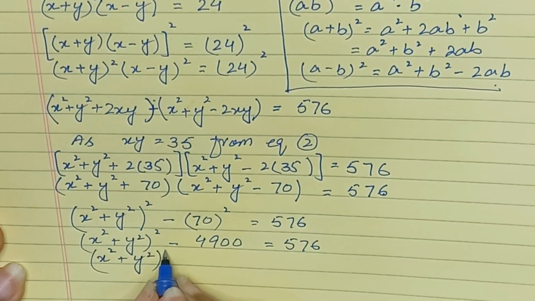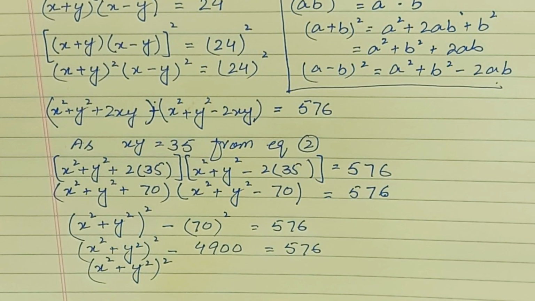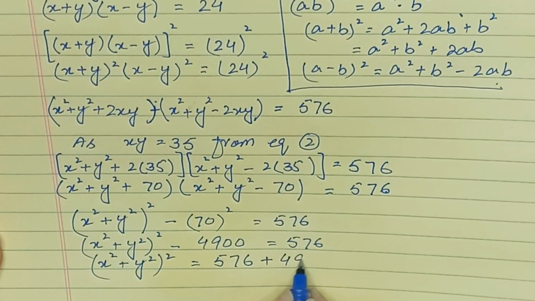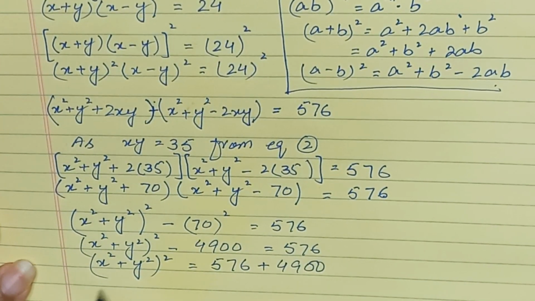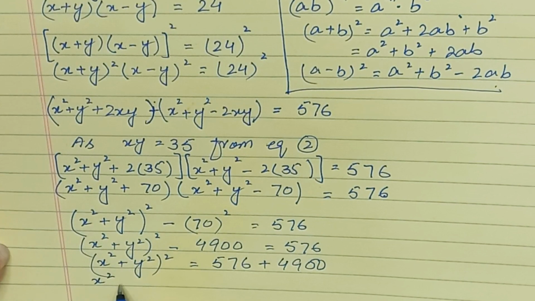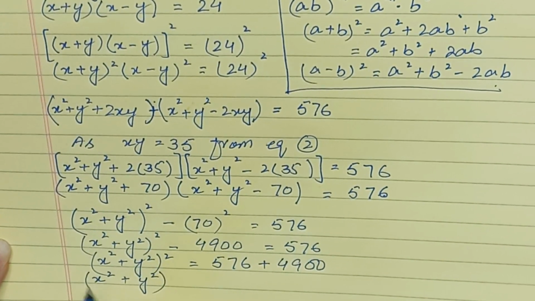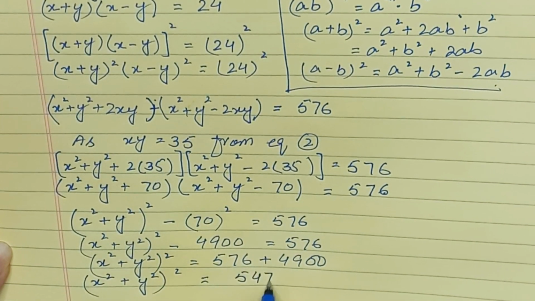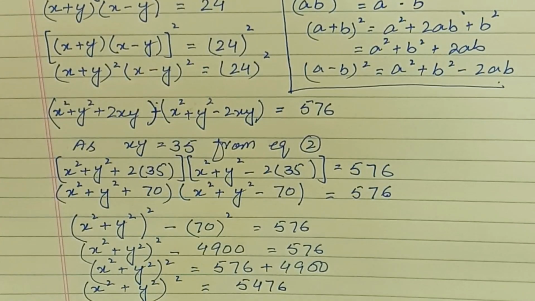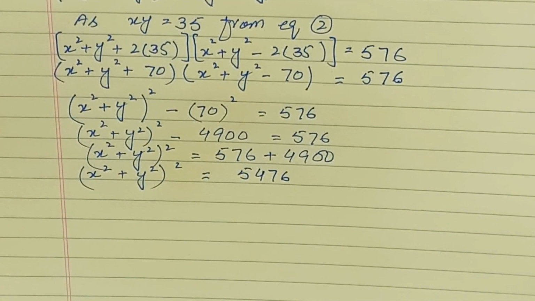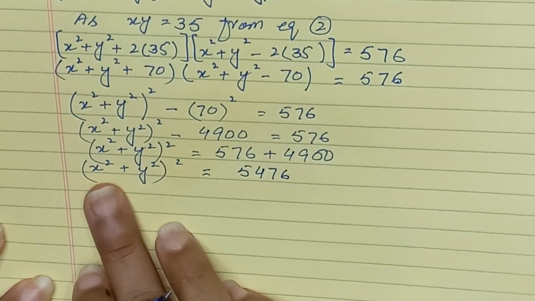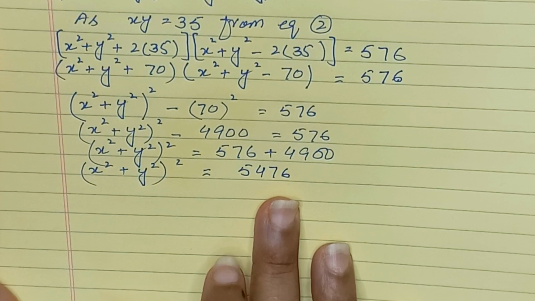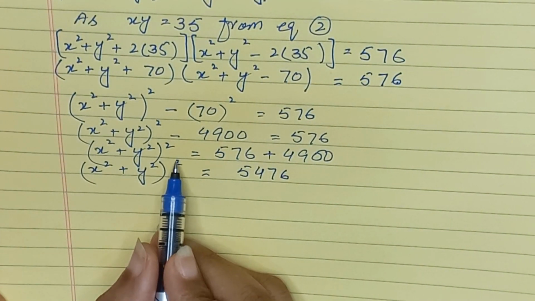Now we will take 4900 to the right hand side of the equal sign, so it will become 576 plus 4900, and it will become (x square plus y square) whole square, which is equal to 5476. Now here we have the form (x square plus y square) whole square, which is equal to 5476. Now we will take square root to remove this square.